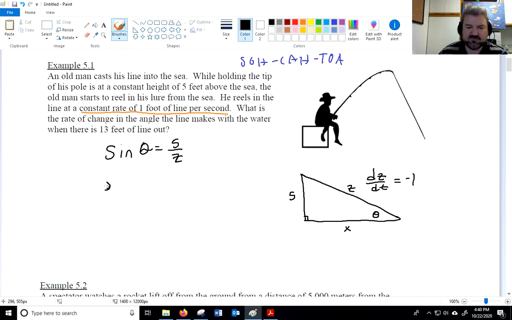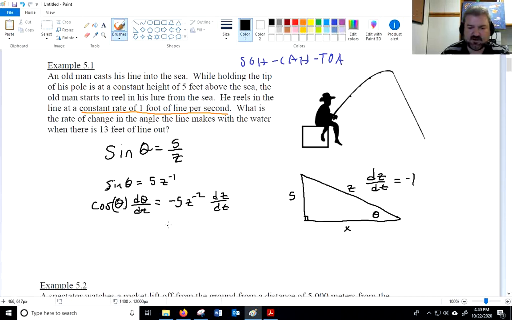Well, I think I'm going to say sine of theta is equal to 5 times z to the negative 1. I'll rewrite it like that. And we're going to take the derivative with respect to t. So the derivative of sine u is cosine u times u prime. So now I have to take the derivative of theta with respect to t. So d theta/dt, which is actually what we're looking for in this problem. Then on this other side, I get negative 5z to the negative 2 times dz/dt.